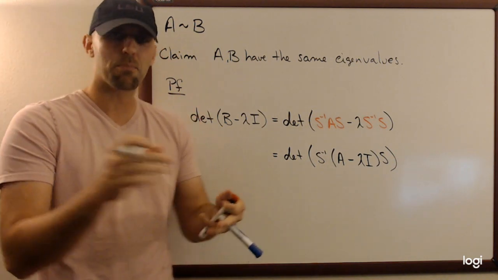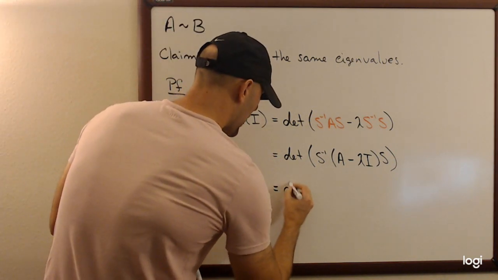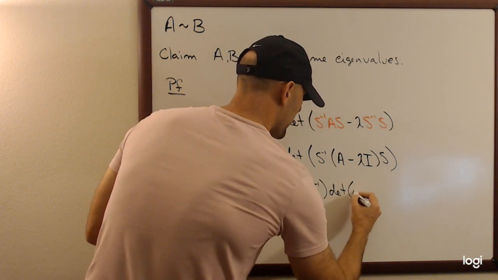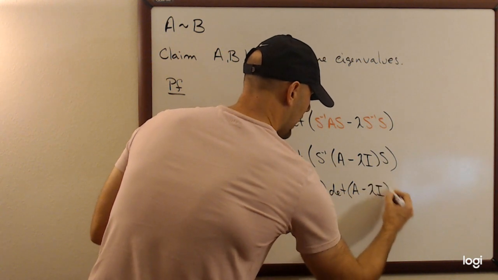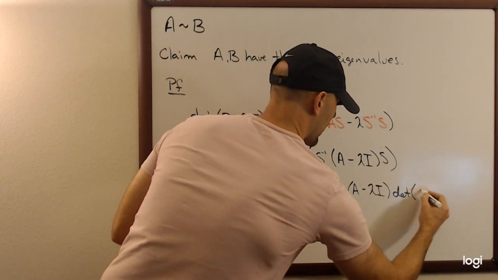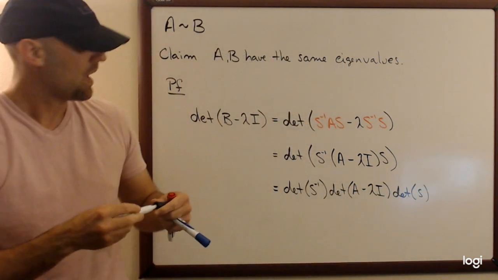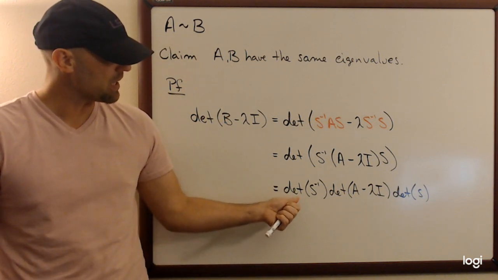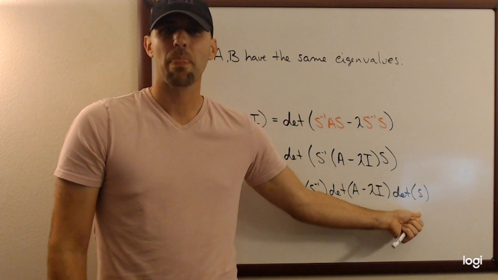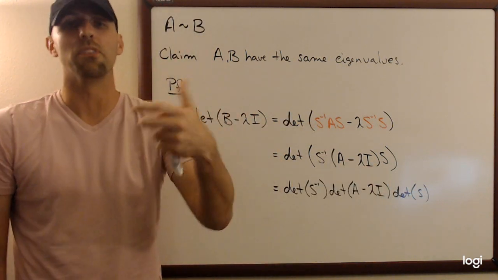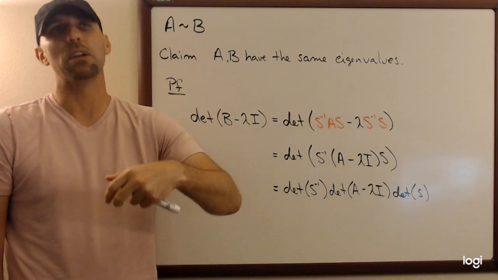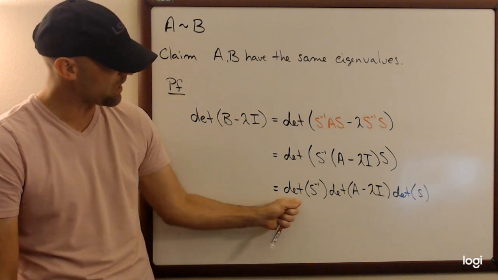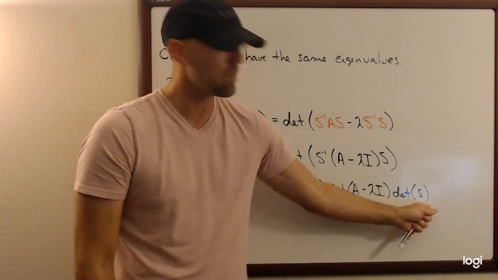Then using my determinant properties, I can rewrite this as the determinant of S inverse times the determinant of A minus lambda I times the determinant of S. Now, we can finish this off in one more step. We know from our determinant properties that the determinant of the inverse of a matrix is the multiplicative inverse of the determinant of the matrix. So if the determinant of matrix A is 5, then the determinant of A inverse is 1/5. So the product of this number and this number is 1.